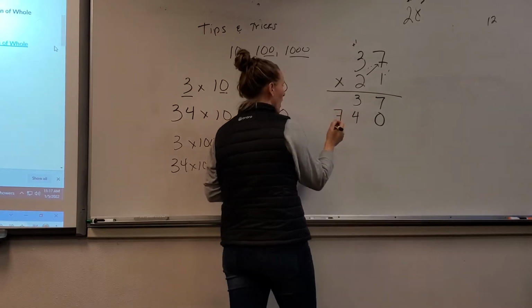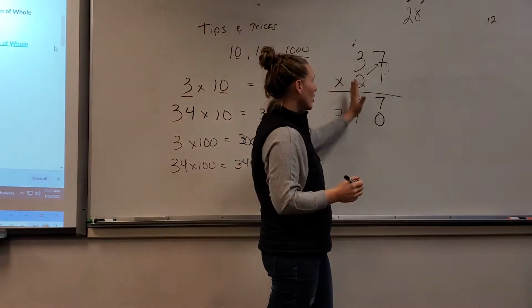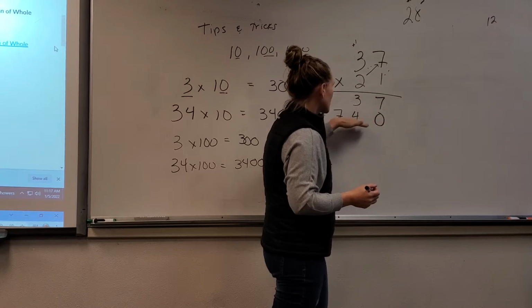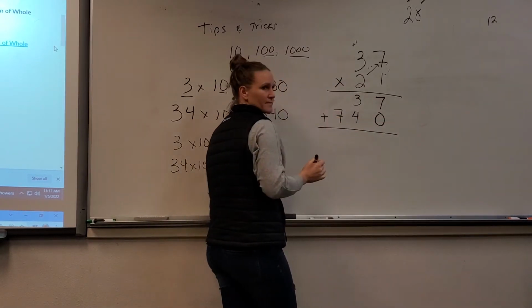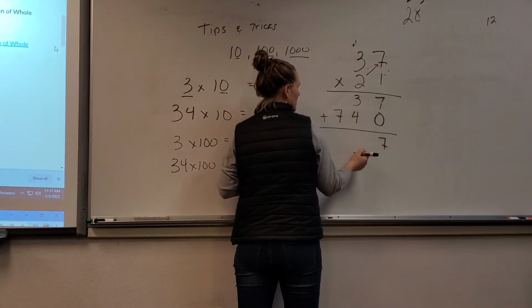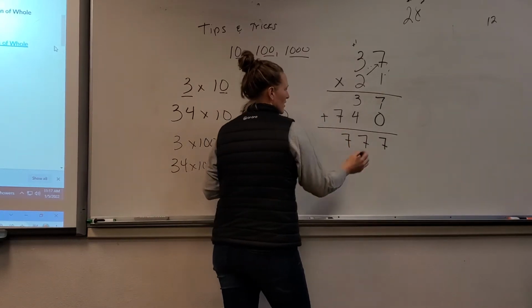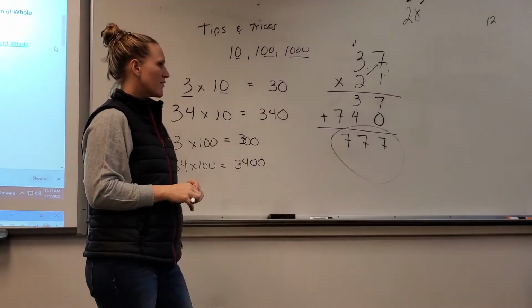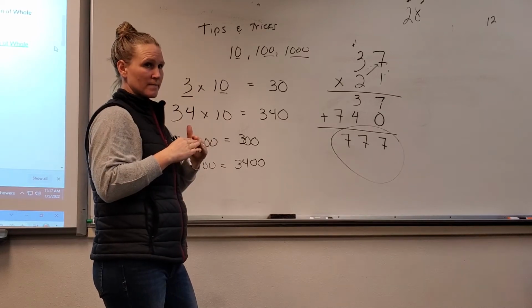Fantastic. So here is why we have to keep those numbers in columns, and perfectly in columns. Because my first row was 37. My second row was 740. Now we're going to add those 2 rows together. So 7 plus 0, 7. 4 plus 3, 7. 7 plus 0, 7. So my final answer is 777. It's all about keeping those rows.